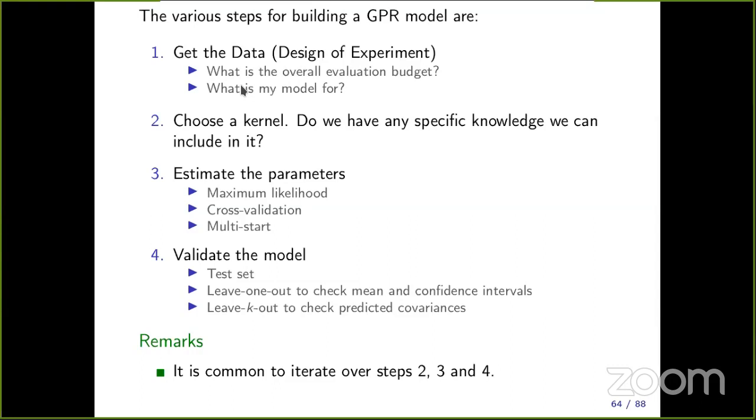And then validate the model on the test set, or do a leave-one-out, just to make sure the model makes sense and you cannot improve it. So iterate over steps 2, 3, and 4.